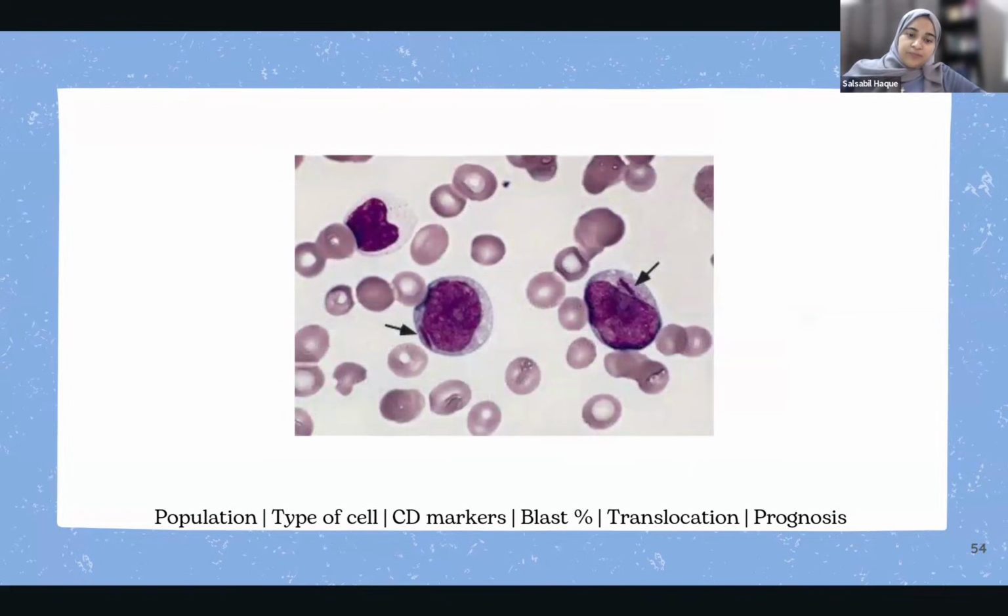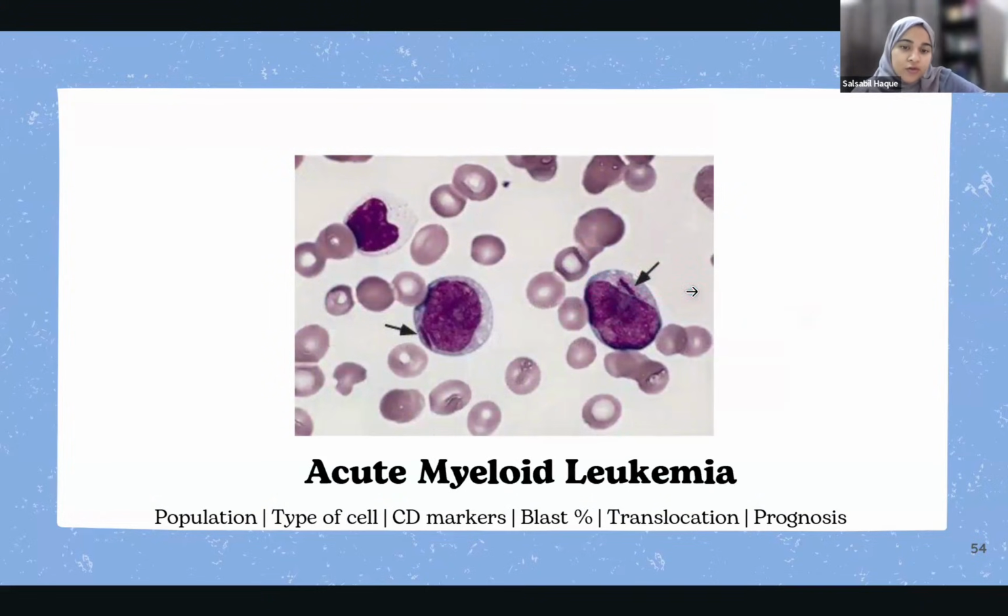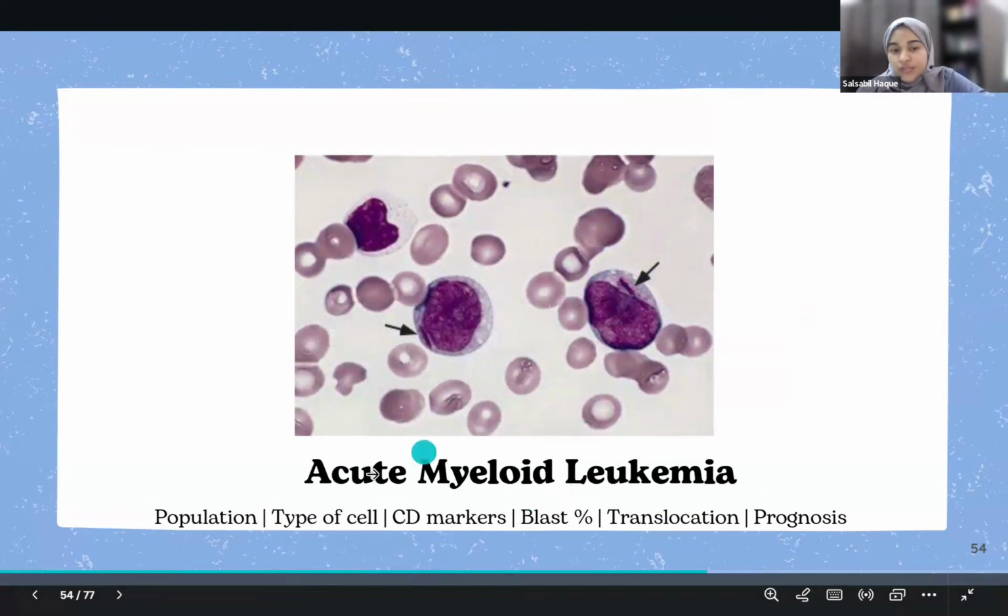Okay, what are we seeing here? Okay, this is going to be myeloblasts with Auer rods, right? Myeloblasts mean it is of myeloid lineage, and these are Auer rods. So this is acute myeloid leukemia. Again, blast percentage more than 20%. That's why it's acute myeloid leukemia.